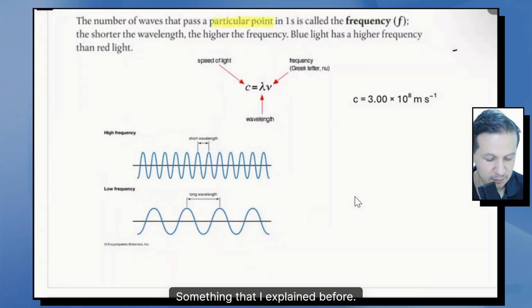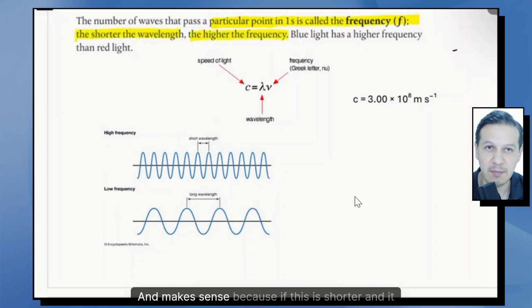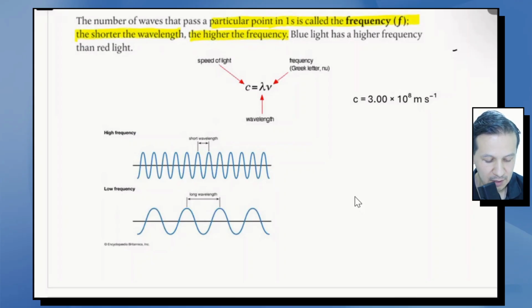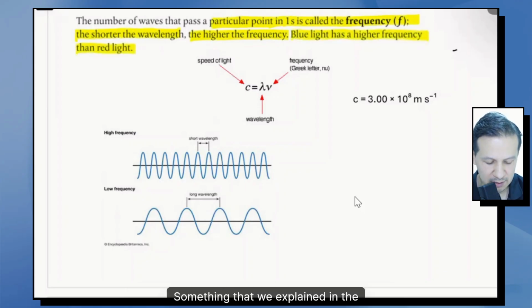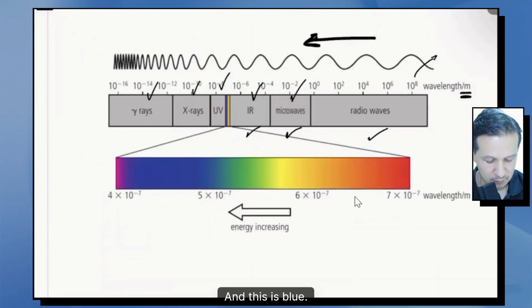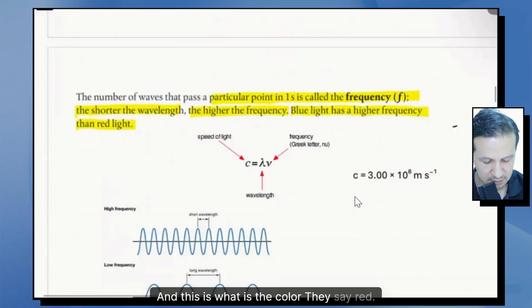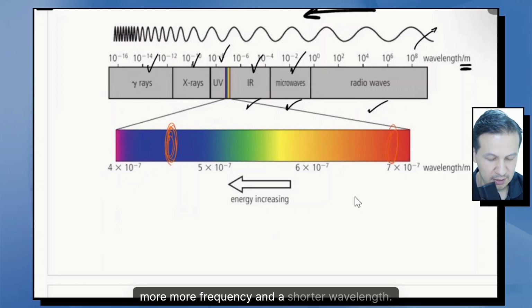Something that I explained before: the wavelength is measured in meters, and the frequency is as mentioned. The shorter the wavelength, the higher the frequency. And that makes sense, because if this is shorter and it has the same speed as another wave, it will pass faster. Blue light has a higher frequency than red light, something that we explained in the previous video with this picture. This is blue, and this is red. Here we have more energy, more frequency, and a shorter wavelength.